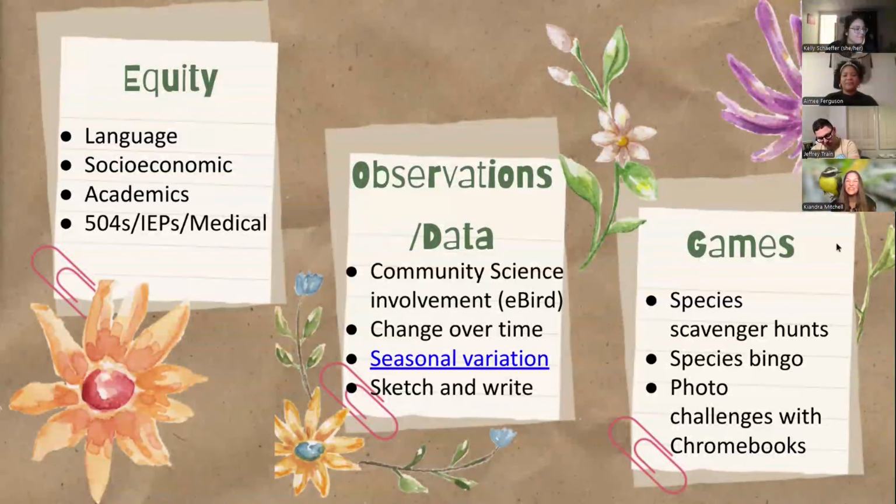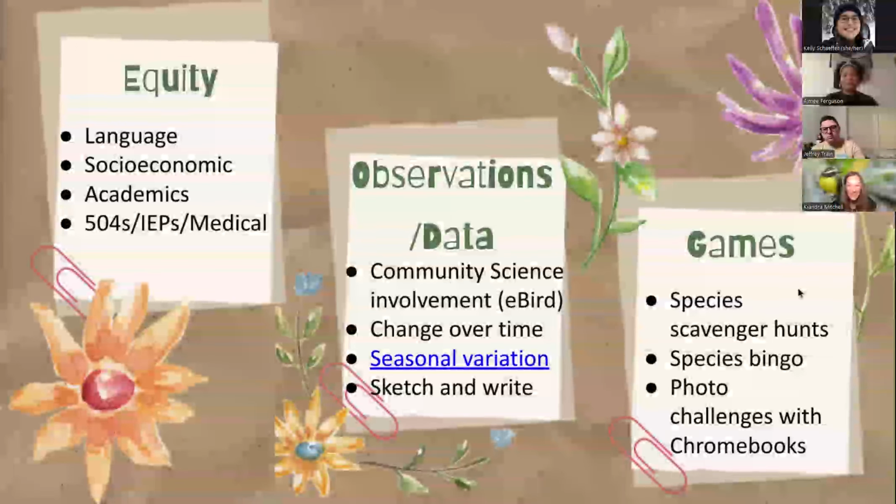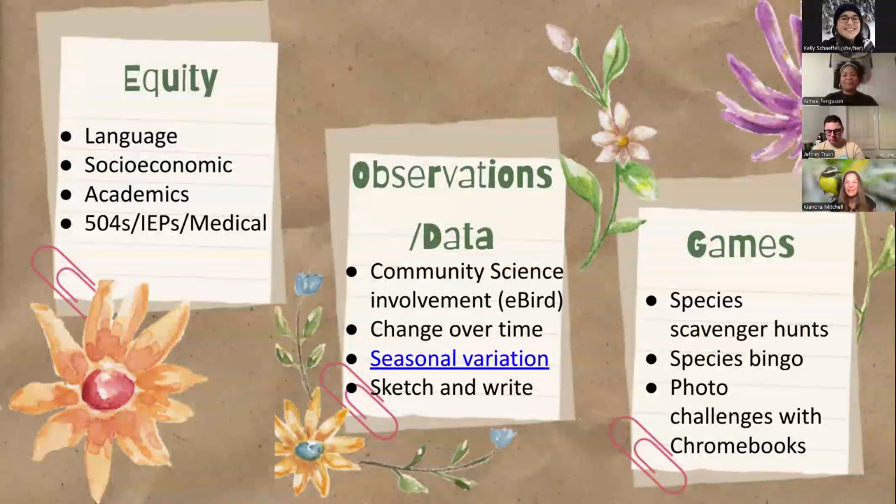Also, like Amy, I use games. We also do scavenger hunts, bingo, and photo challenges, which go with the scavenger hunt. So I do the same thing, like find something that's about as tall as you, but they have to go either on their own or with a team. I let them choose. Not everybody wants to be in a group. And they take their Chromebook and take a picture with it next to the plant. And they have so much fun.